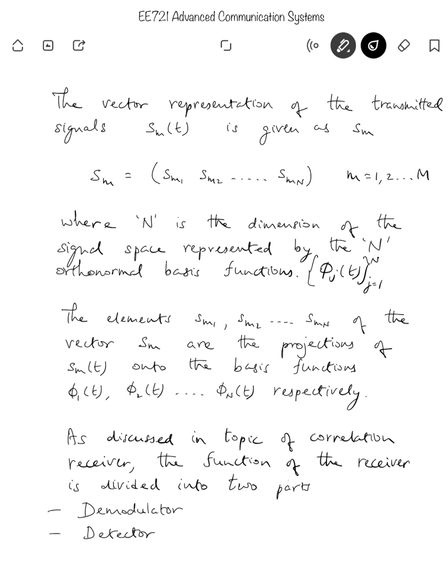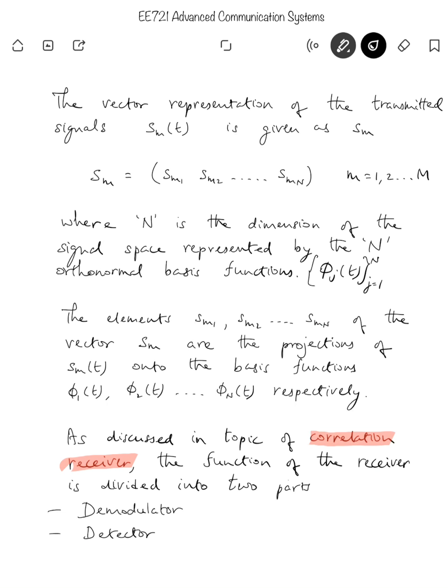Now, in the previous lecture, we discussed the correlation receiver, and we talked about the functionality of the receiver being divided into two parts. So the receiver functionality is divided into two parts.